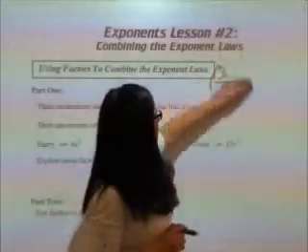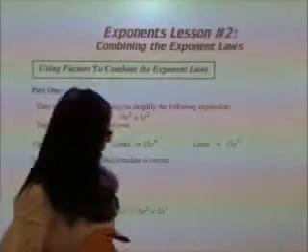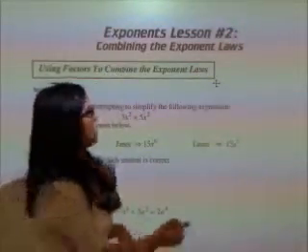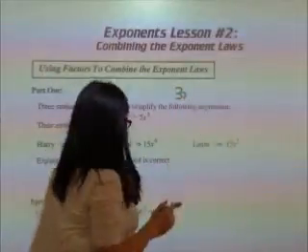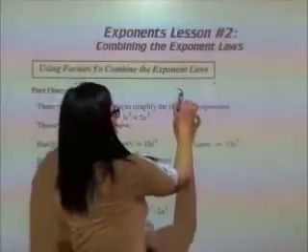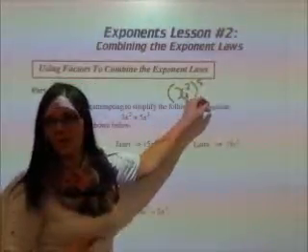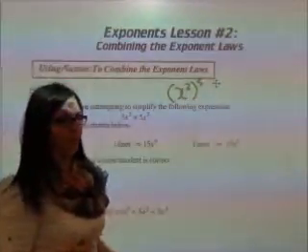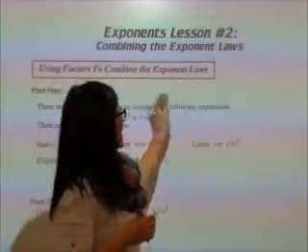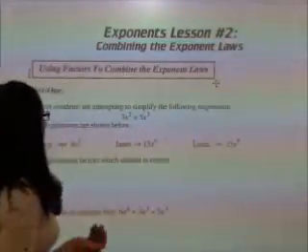And then the last one that we had was the power of a power law, which is if I had x squared raised to the power of 5, I could multiply those two exponents in order to simplify it. So now we're just going to look at combining those laws.